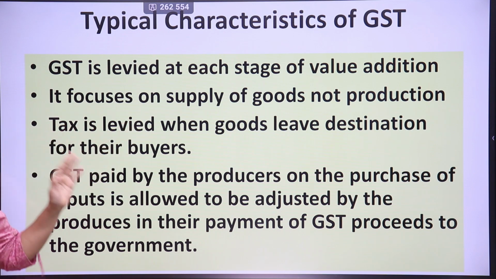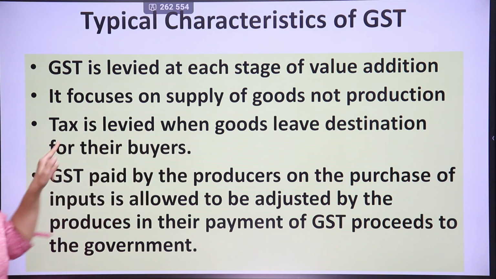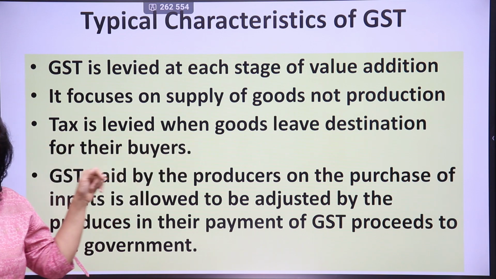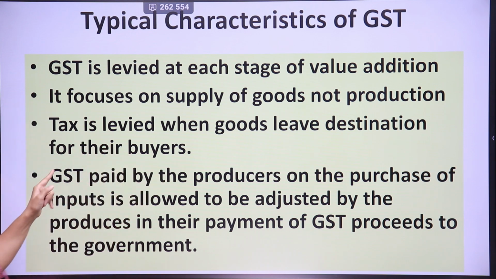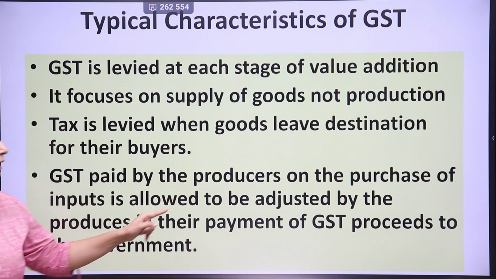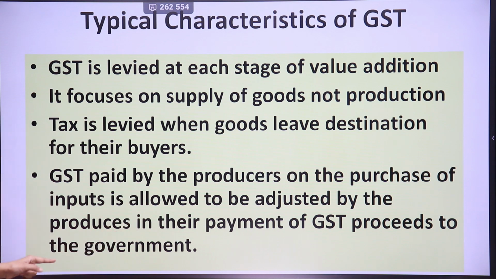It just focuses on supply because consumers have to pay taxes. Tax is levied when goods leave for their buyers. That means if I have to purchase a scooter, I will be paying taxes. GST paid by the producers on the purchase of inputs is allowed to be adjusted by the producers in their payment of GST proceeds to the government.